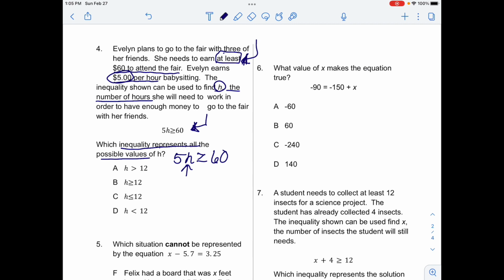So we're going to divide each side. So we're multiplying, so we divide each side by 5. So go ahead and solve that and answer your question. All right. So 5 divided by 5 is 1, so we have H is greater than or equal to 12. So the answer is going to be B. Good job, Rams.